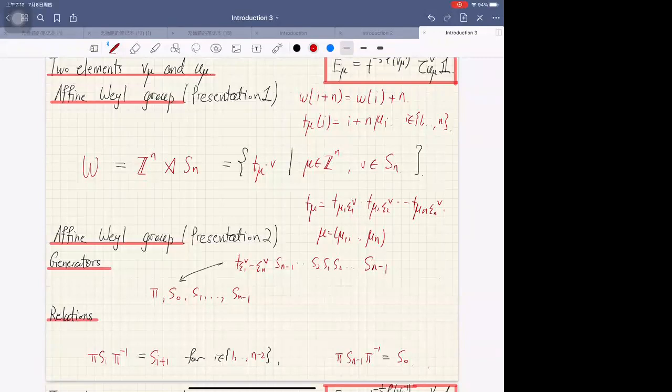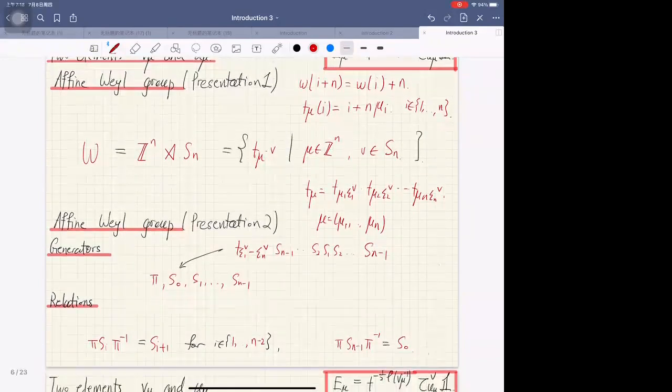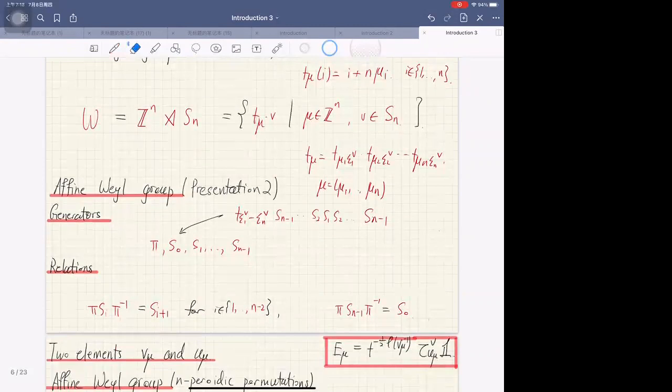In this second presentation, for the first relation, should that include i equals 0 as well? Yes, that's right. All right, thanks.